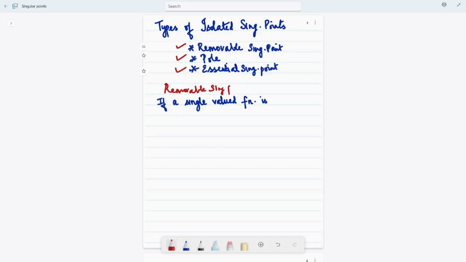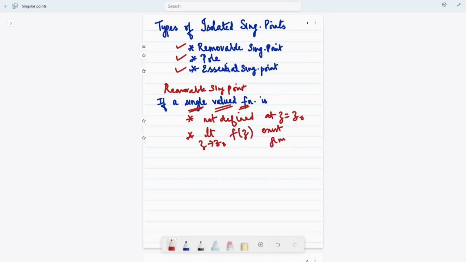Now, how do we define this removable singular point? Okay. Now, it goes like this. If a single valued function, you must note certain things, it's a single valued function, is not defined at z equal to z naught, and moreover, if the limit z tending to z naught, f of z exists finitely, then we will say z naught is an isolated removable singular point.